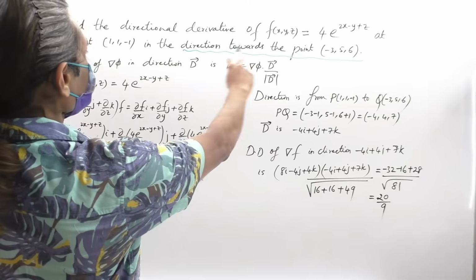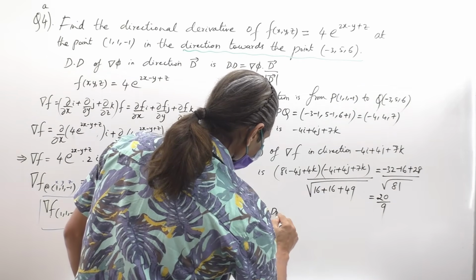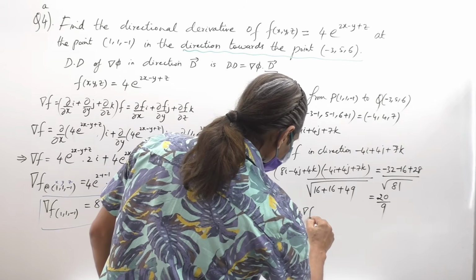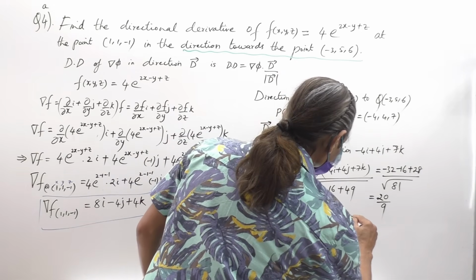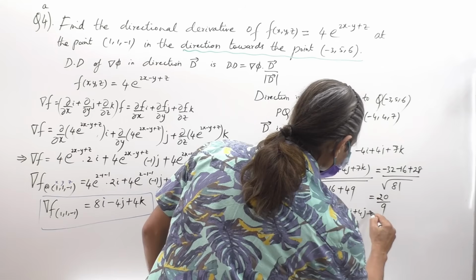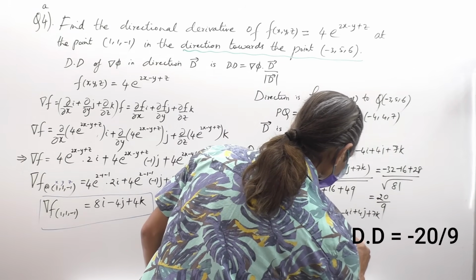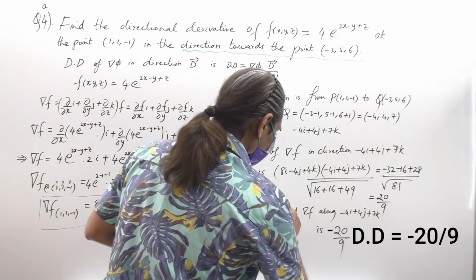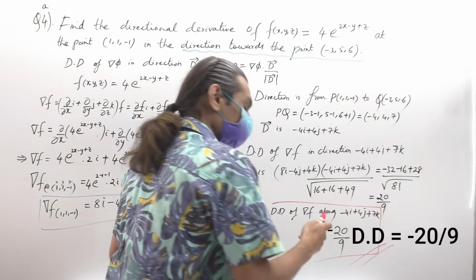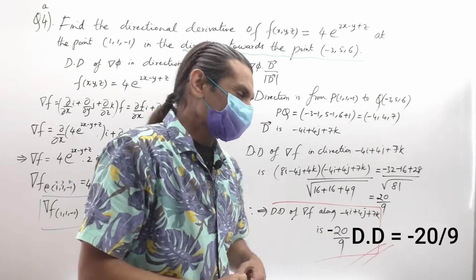Therefore, the directional derivative of del f along the direction minus 4i plus 4j plus 7k is how much? 20/9. That's the answer. I hope you understood how to get the solution here to find a directional derivative.